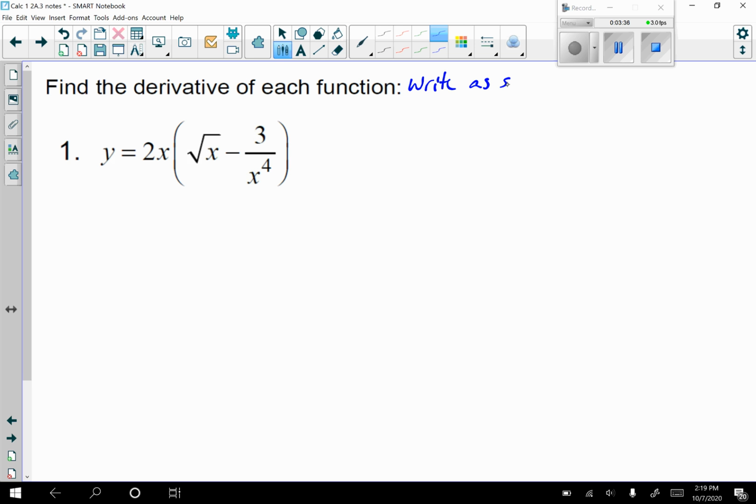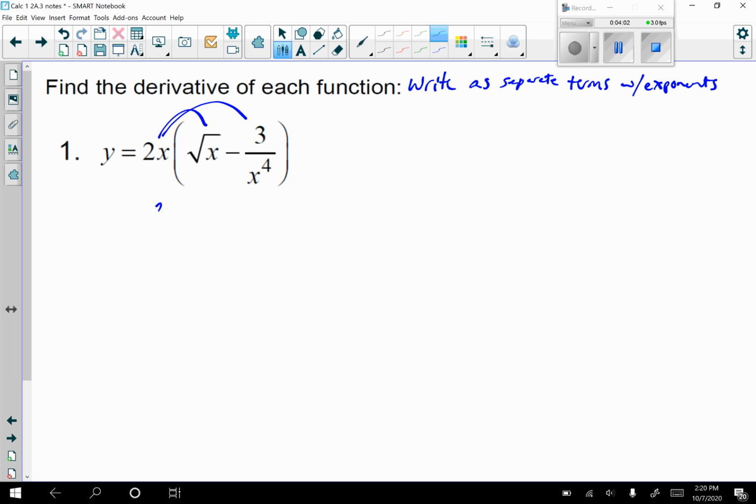Okay, separate terms with exponents. We do not want any variables in the denominator. We don't want anything in radicals. Those can all be written as exponents, fractions and negative exponents. So with this one, I don't have separate terms. We're going to multiply this out. Now we have to remember how to multiply things out.